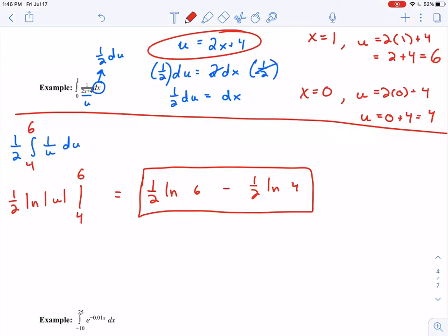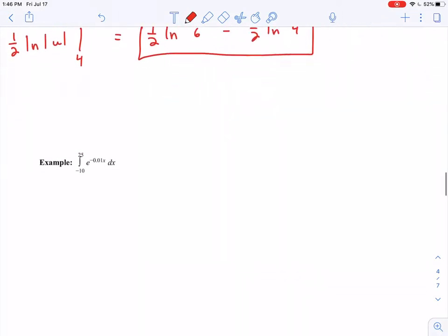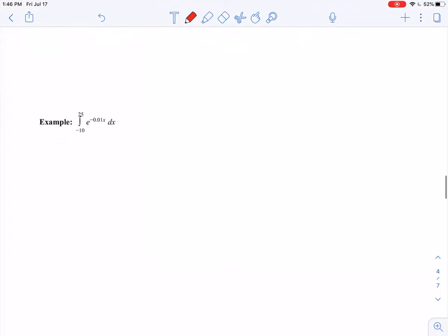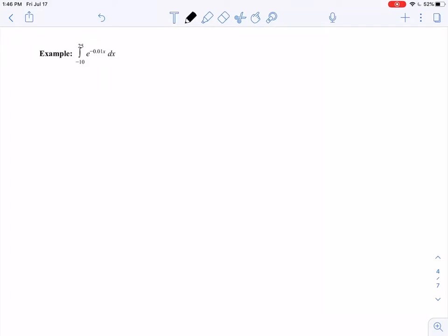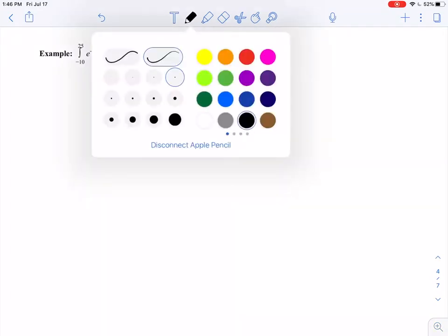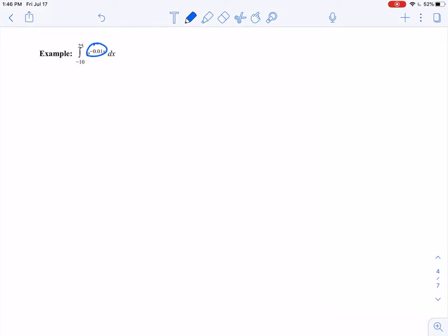Let's look at one more example before we wrap this video up. Here I have the definite integral from -10 to 25 of e to the negative 0.01x dx. So again, I need a u. Hopefully we see this exponential and say, oh, that's got to be the power. U is equal to negative 0.01x. So du, the derivative, is negative 0.01 dx.